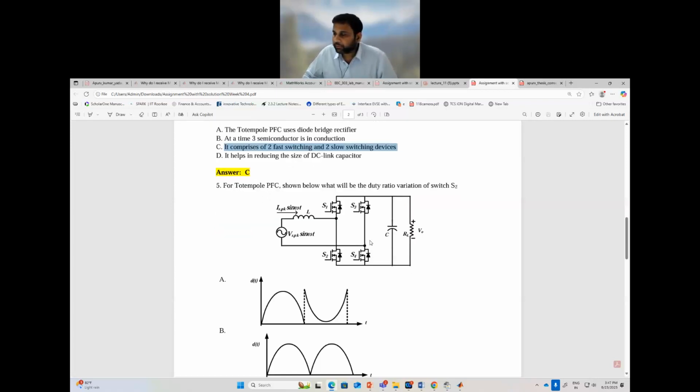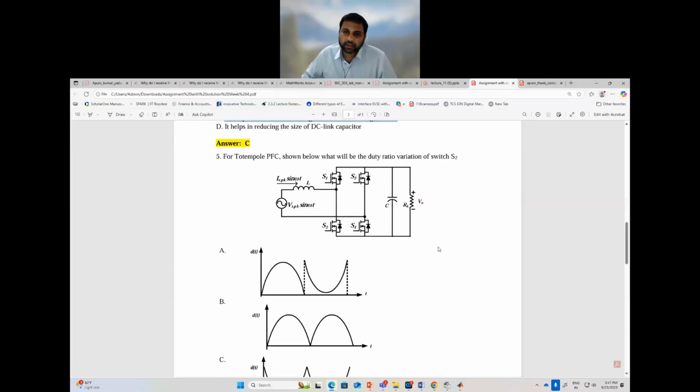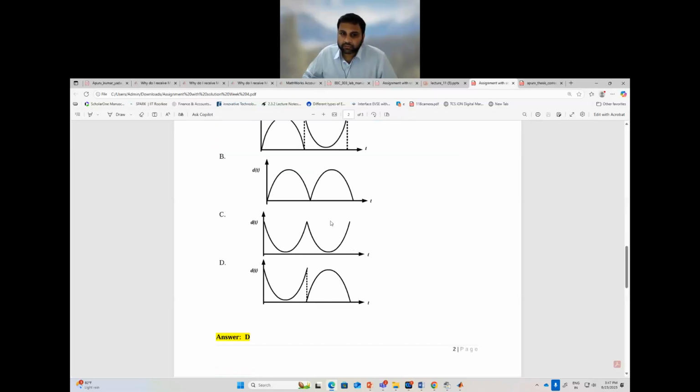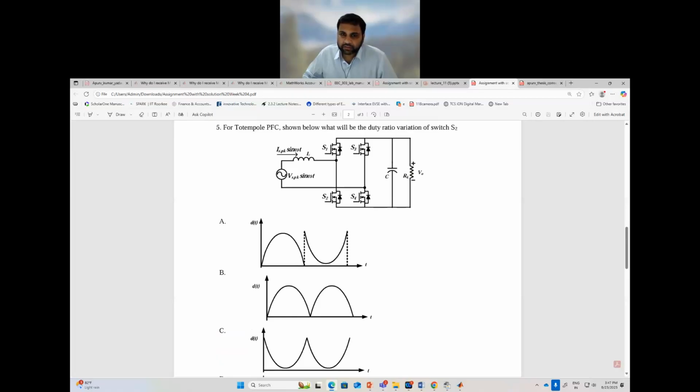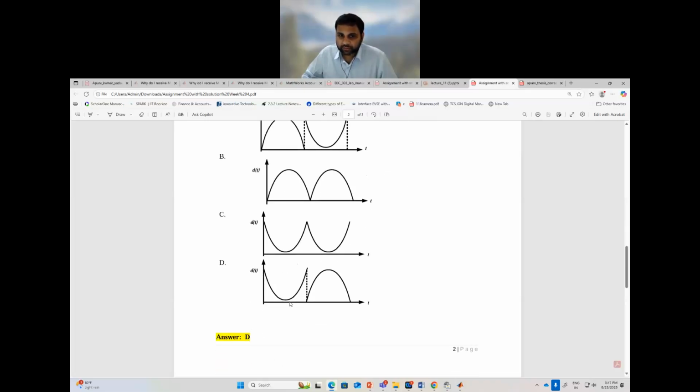Then for totem pole PFC, you have to obtain the duty ratio variation. For the S2 switch, it is the same as the dt in the positive half cycle, and it is 1 minus dt in the negative half cycle. So that is why it is the same as the dt in the positive half cycle. 1 minus dt means you will get Vs peak by V naught, and that's why you will see the variation in the negative half cycle has the same variation as the sine omega t variation.